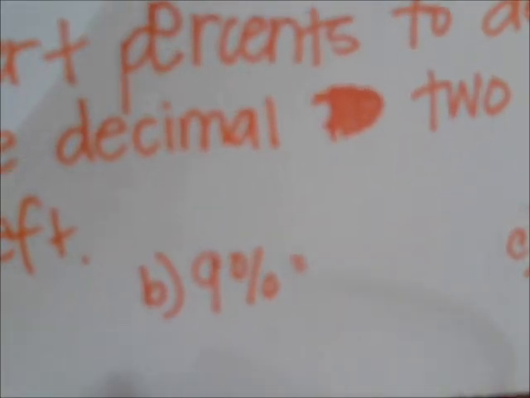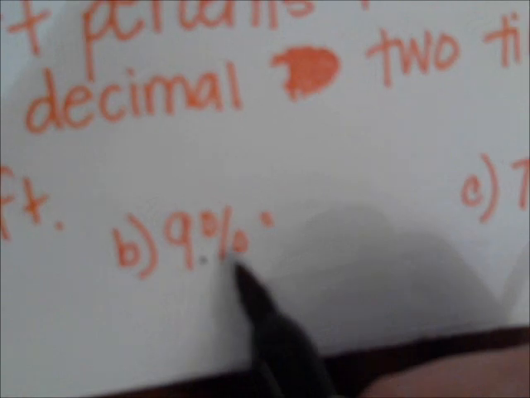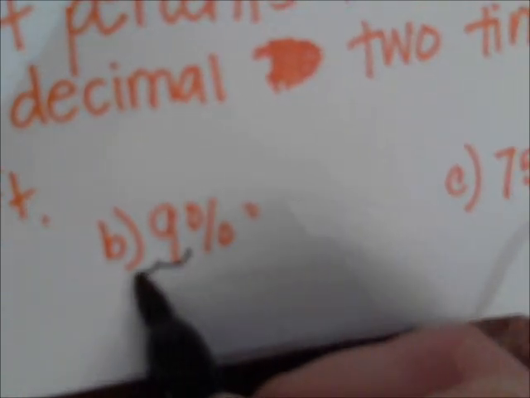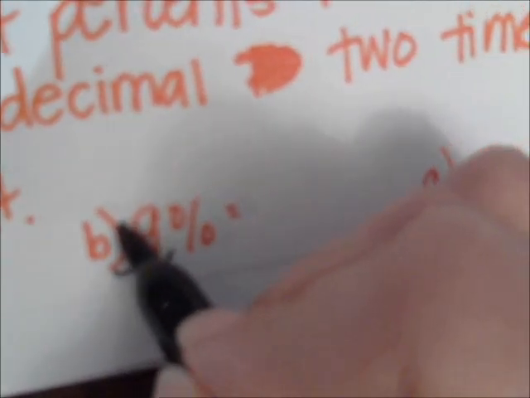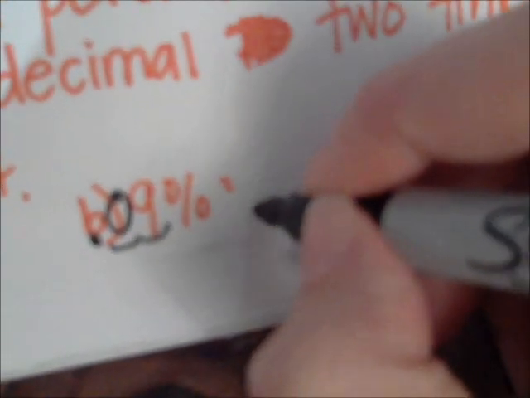My next problem is 9%. Again, it's a whole number, so the decimal is going to be here. I'm just going to go over 1, 2. Now I can put a 0 there and leave my decimal there. So my answer will be 9 hundredths.